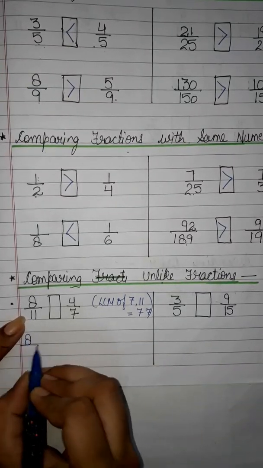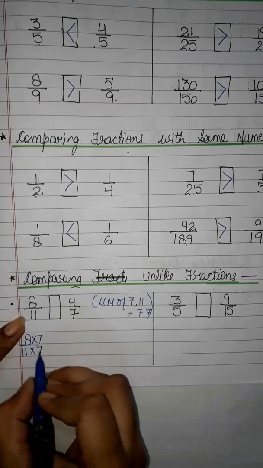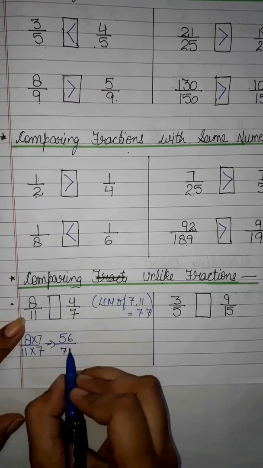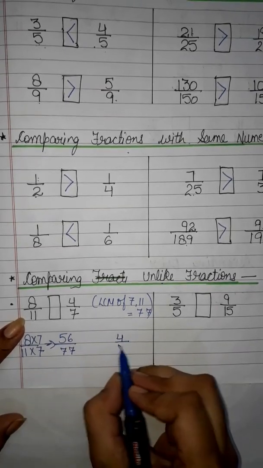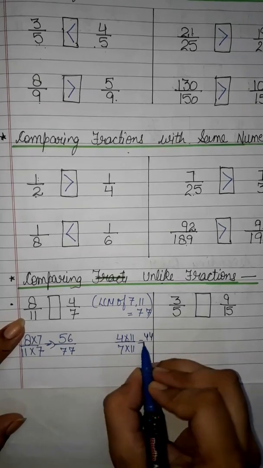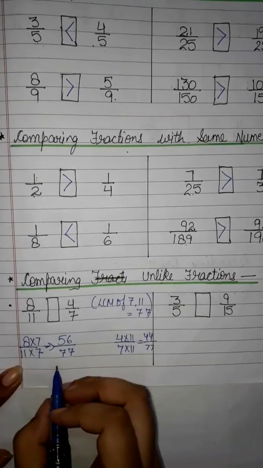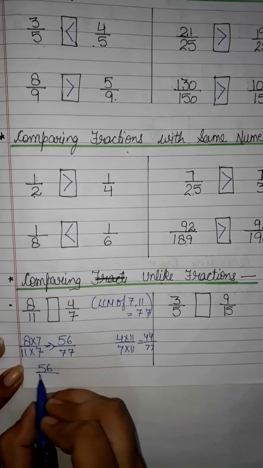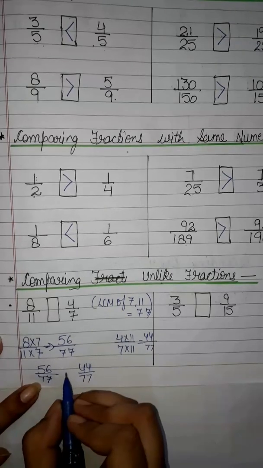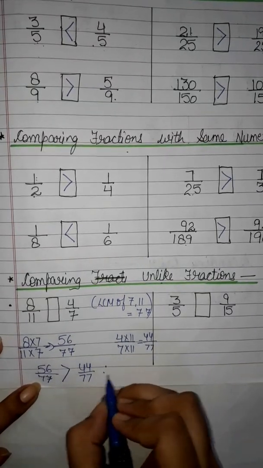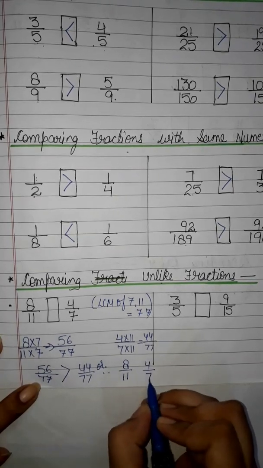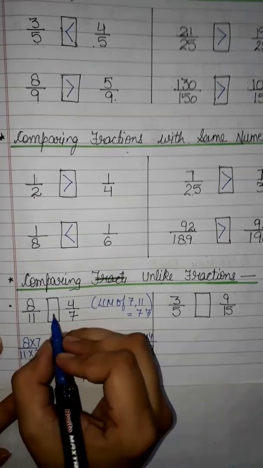So what can we do? Multiply by 7. So what do we get? 8 sevens are 56 by 77. And this side, what can we do? 4 by 7 into 11. So here what do we get? 44 by 77. So easily now we can do the comparison. 56 by 77 and 44 by 77. So 56 is greater. Therefore, you can write 8 by 11 and 4 by 7. So 8 by 11 is greater.